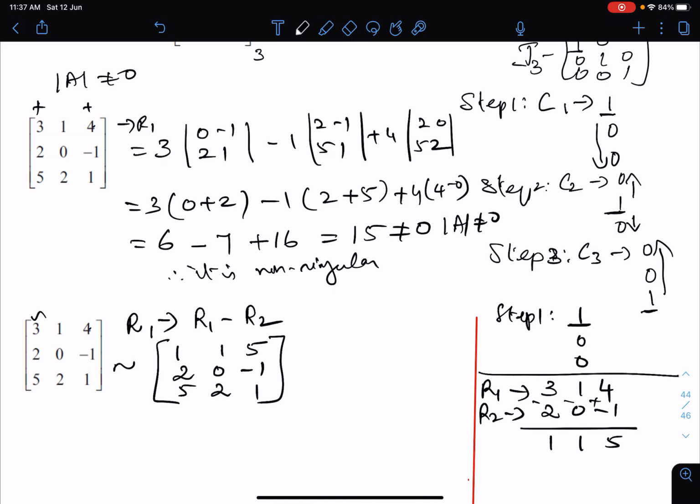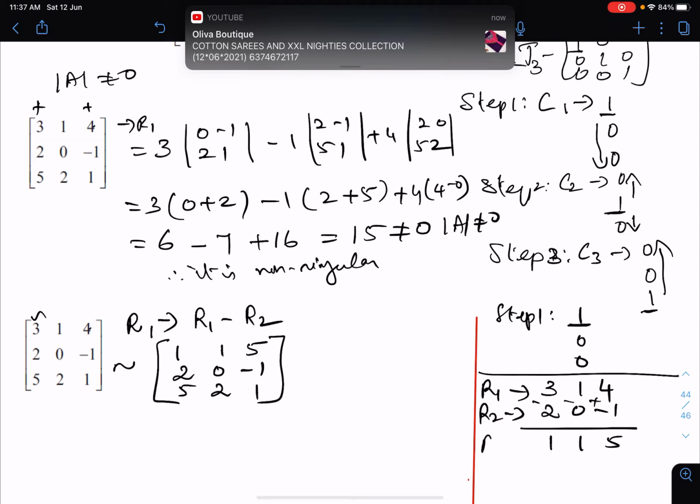So you can either divide by 3 or you can subtract. You can use any of the transformations for this. It's not a compulsory one; it depends upon your way of doing it. So now we have got this as row 1.